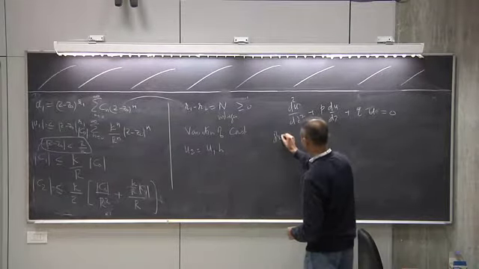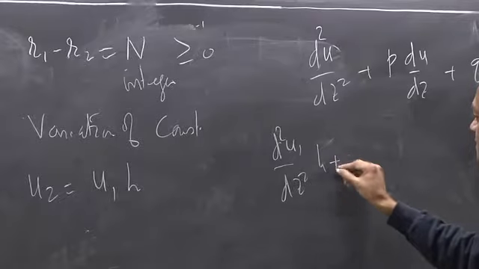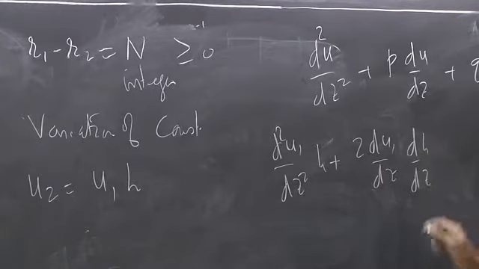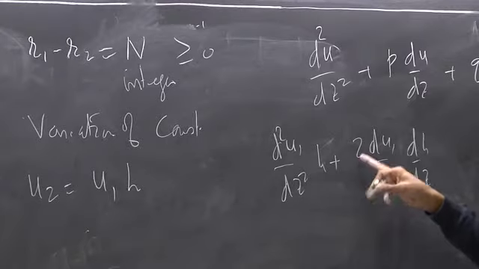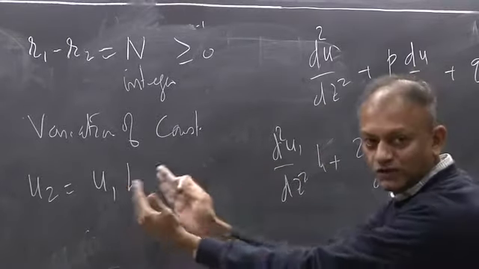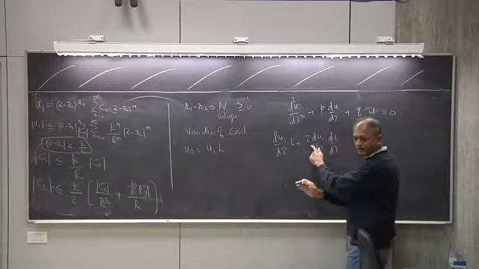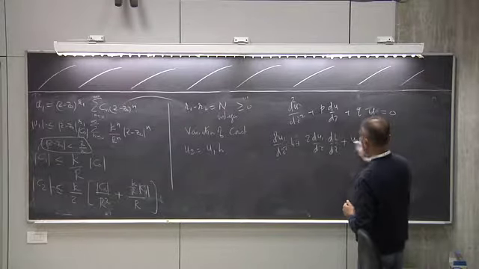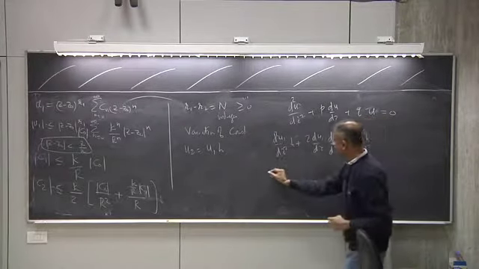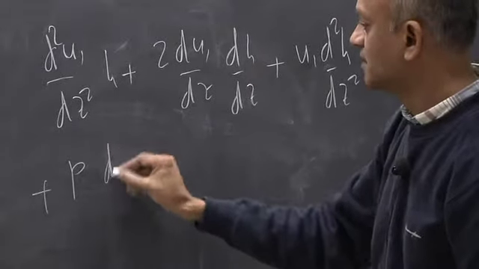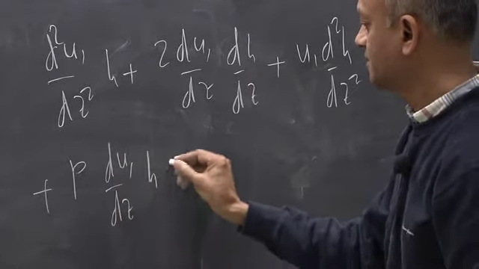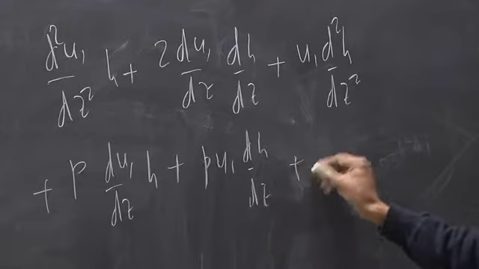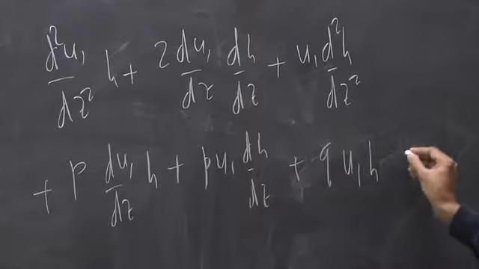So you get here, as I said, d2u1/dz2 times h plus 2 du1/dz dh/dz. You see, this factor of 2 is coming because the two derivatives can be distributed in two different ways, right? That's why this is a combinatoric factor too. And then there is a u1 times d2h/dz2. All that's coming from here, okay? Plus p times this, which is du1/dz times h plus p times u1 times dh/dz. And then finally q u1 h. That's equal to 0, right?